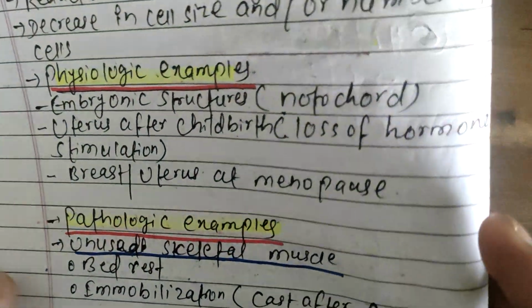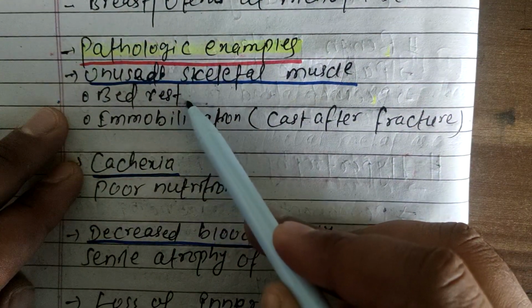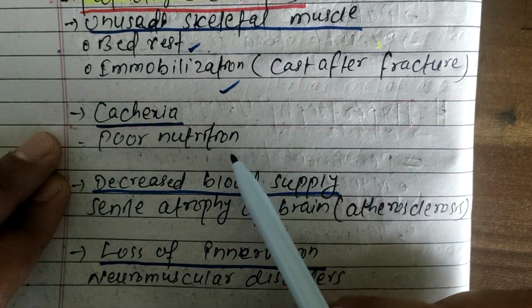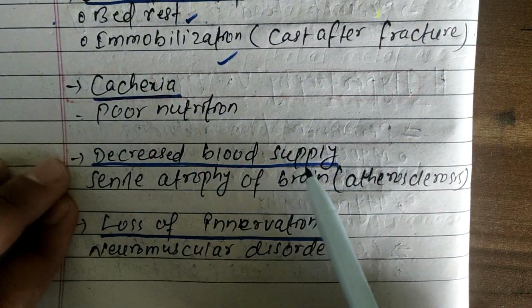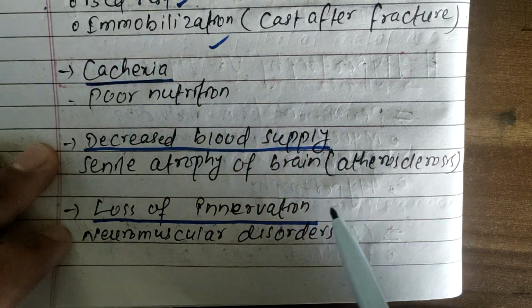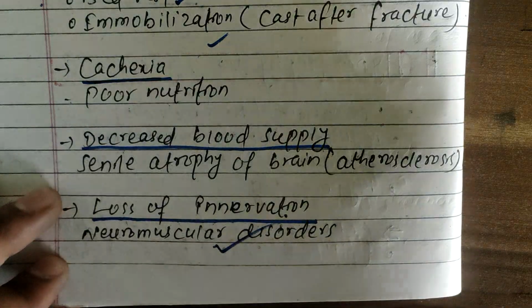Now the pathological examples: unused skeletal muscles, due to bed rest and immobilization. Then cachexia, caused by poor nutrition and decreased blood supply, senile atrophy of the brain, and atherosclerosis. And then loss of innervation, which causes neuromuscular disorders.